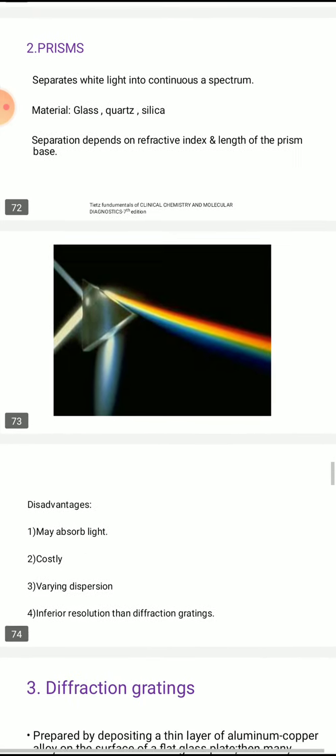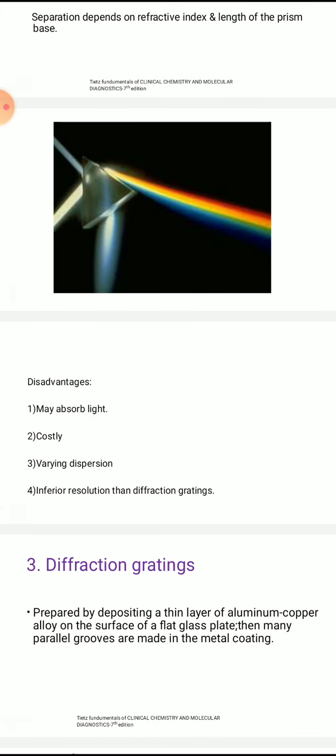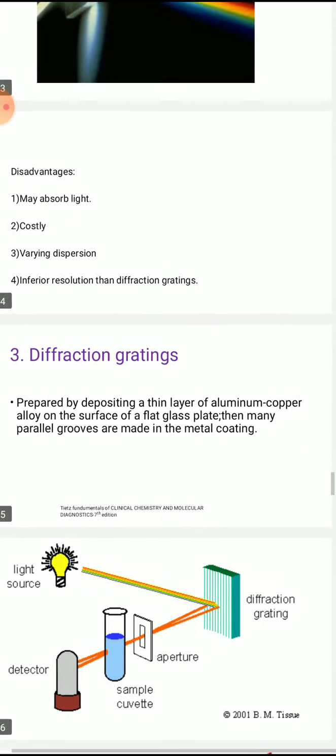What are the disadvantages of prisms? Sometimes they may absorb light. They are costly, have varying dispersion, and have inferior resolution compared to diffraction gratings. So diffraction gratings are better than prisms, because they have more resolution.